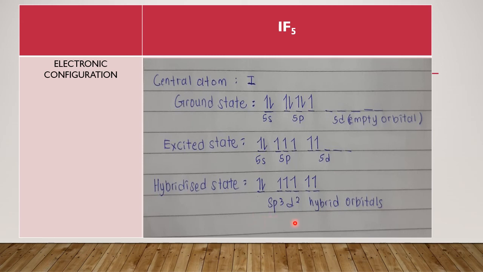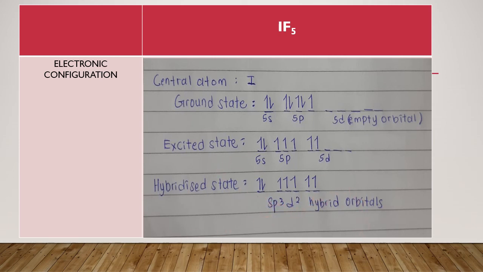So this is the electronic configuration of iodine pentafluoride. This is for the sp3d2 hybrid orbitals, and the central atom is iodine. This is the ground state. There are 5s, 5p, and 5d empty orbitals. When we excite it, it will become like this. And if we hybridize it, then it will be like this.